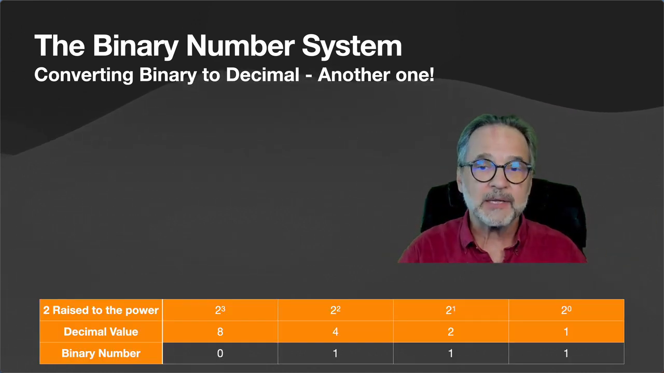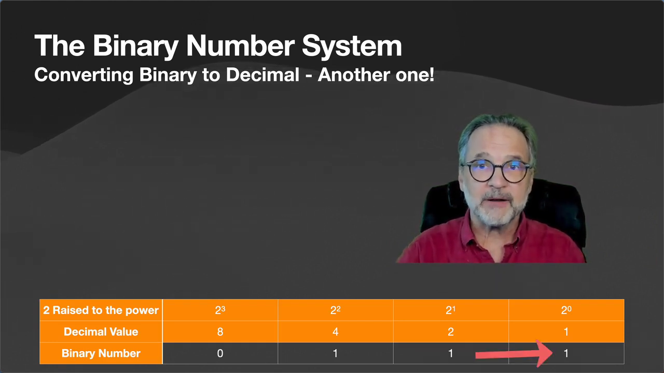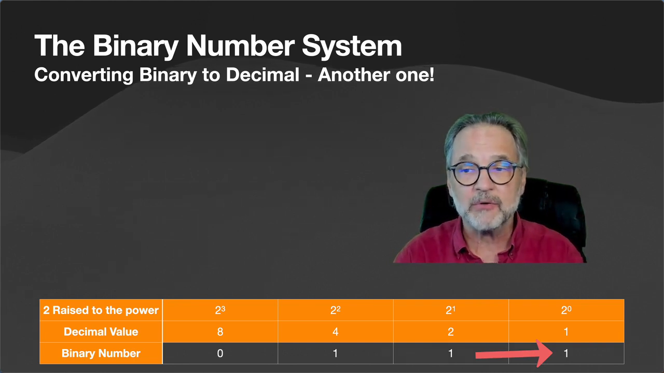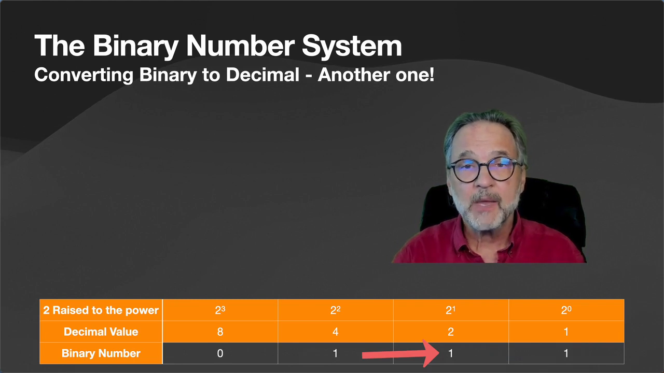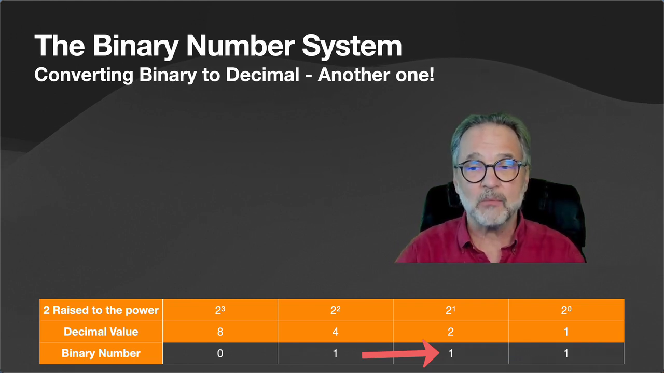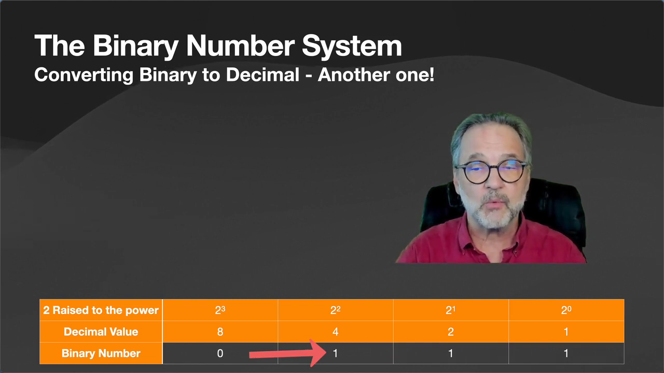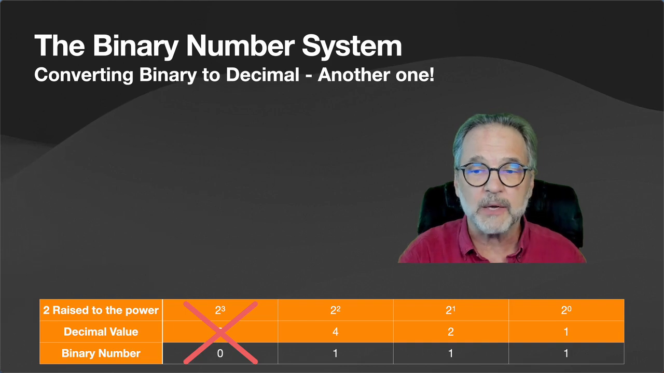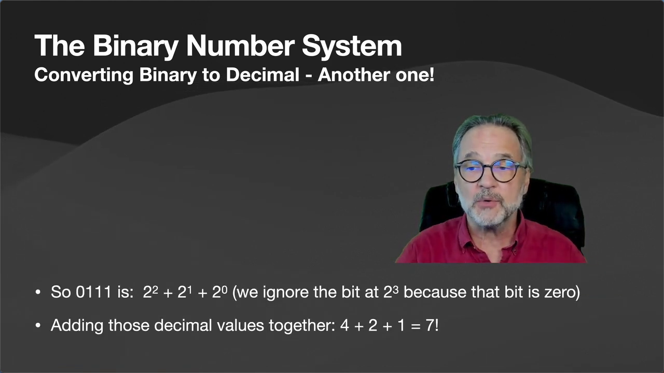So here's another one. Let's try another one. So 2 to the 0, there's a 1 at the very bottom, so that 1 is valid. So we're going to use the 2 to the 0 decimal value of 1. We're going to use the 2, which is the 2 to the 1 value, because that's a 1. We're going to use the 4 because that's a 1, 2 to the 2. We're not going to use the 4th bit, the furthest left one, because that's a 0. So we're going to add 4, 2, and 1 together.